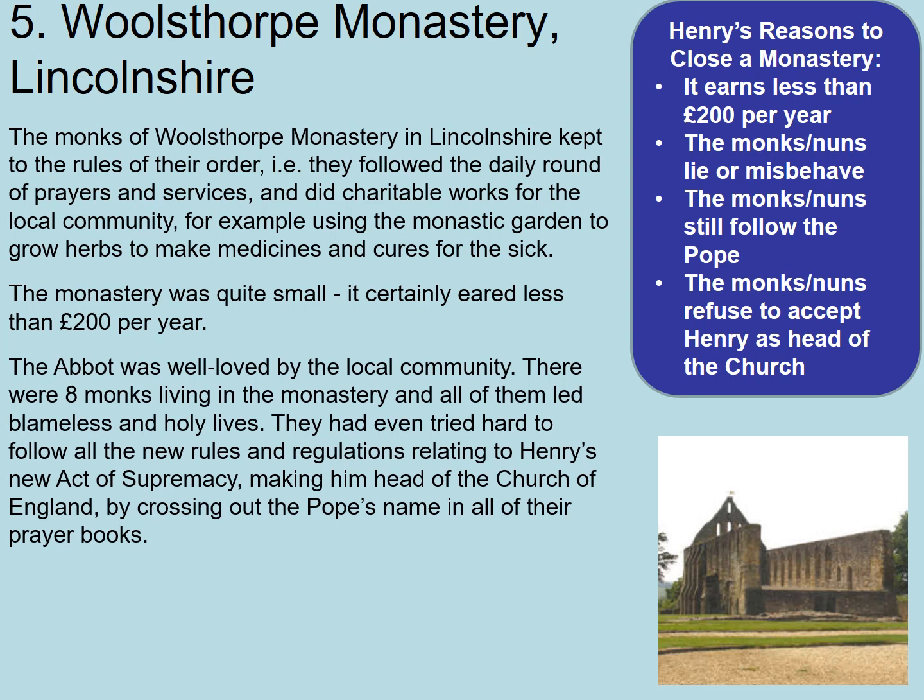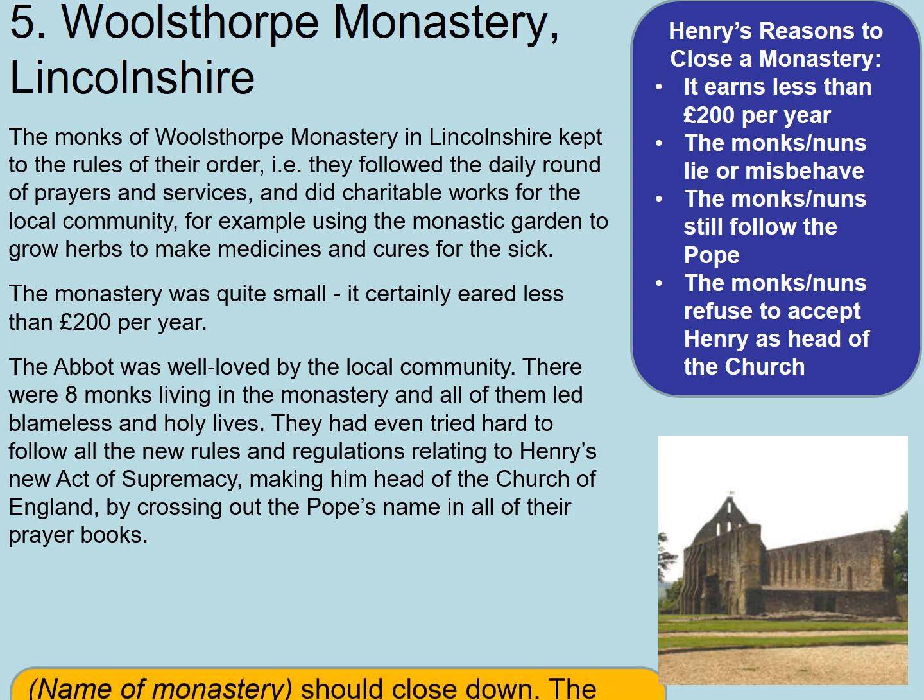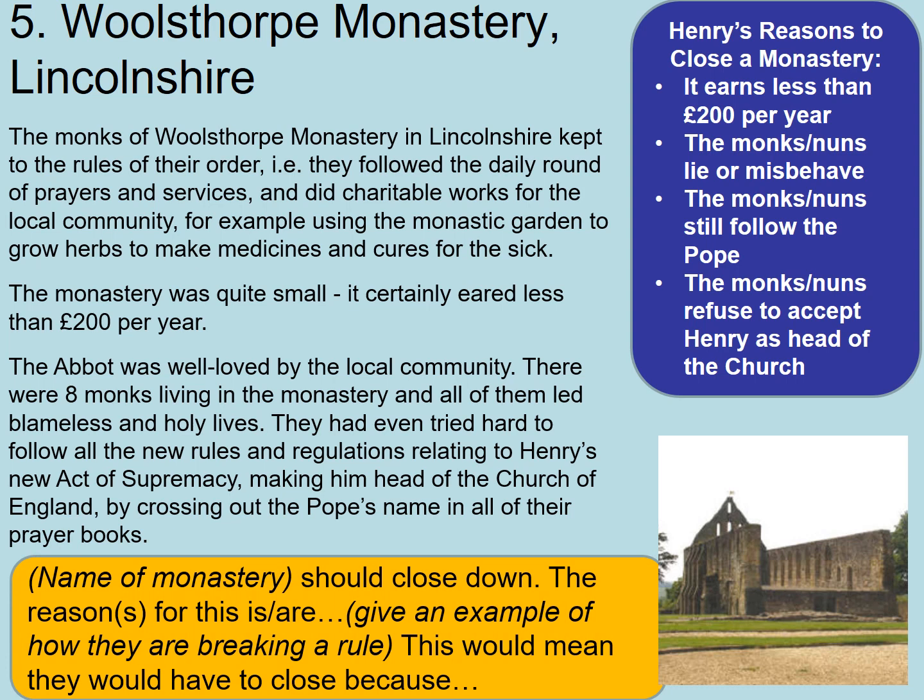There were 8 monks living there in the monastery, and all of them led blameless and holy lives. They had even tried hard to follow all of the new rules and regulations relating to Henry's new Act of Supremacy, making him the head of the Church of England, by crossing out the Pope's name in all of their prayer books. Surely Woolsthorpe Monastery is completely blameless, but can you close it? Explain how now, and pause the video while you do so.